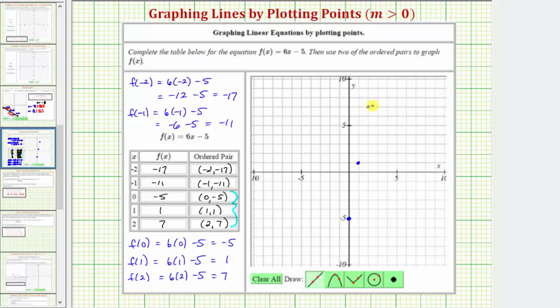So it's a good idea to use 3 points rather than 2, because if the line doesn't pass through the 3 points, we know we have an error. So the function f(x) is a line passing through these 3 points.